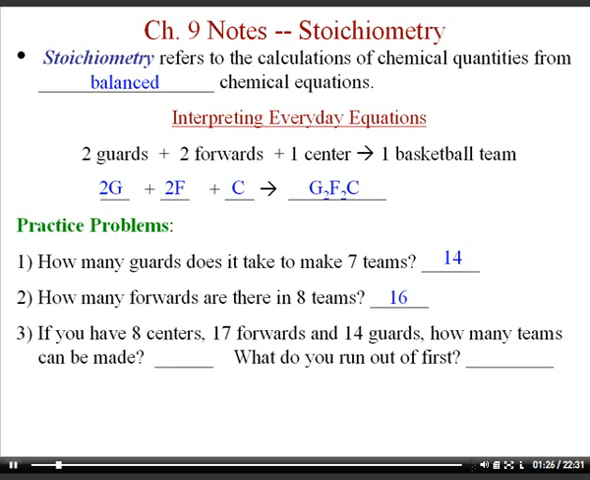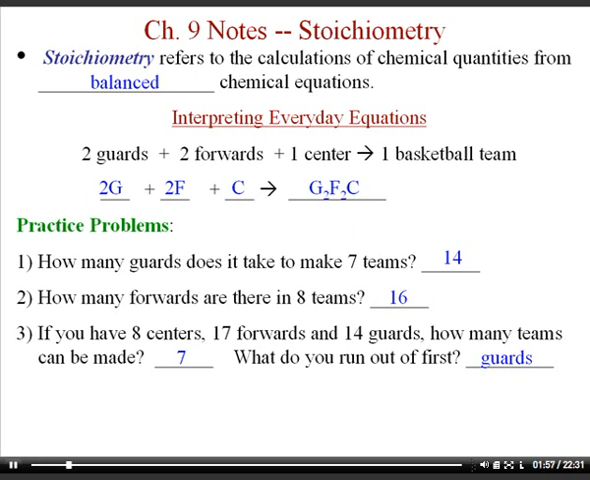In question number 3, we have 8 centers, 17 forwards, and 14 guards, and we want to know what's the most number of teams that you can make. Well, let's go through them one by one. If you have 8 centers, you can make up to 8 teams. If you have 17 forwards, you can make 8 teams, but then there would be 1 forward left over. And if you have 14 guards, you can only make 7 teams. So the maximum number of teams that we can make is only 7. And the question that's asked next is, what do you run out of first? And the answer was guards.